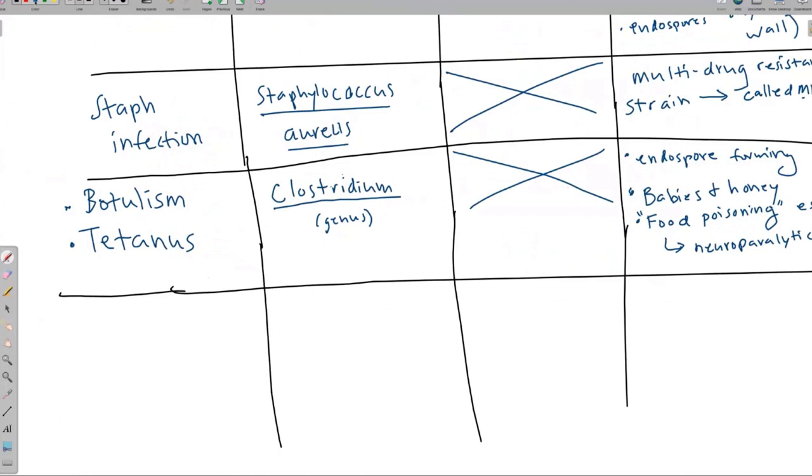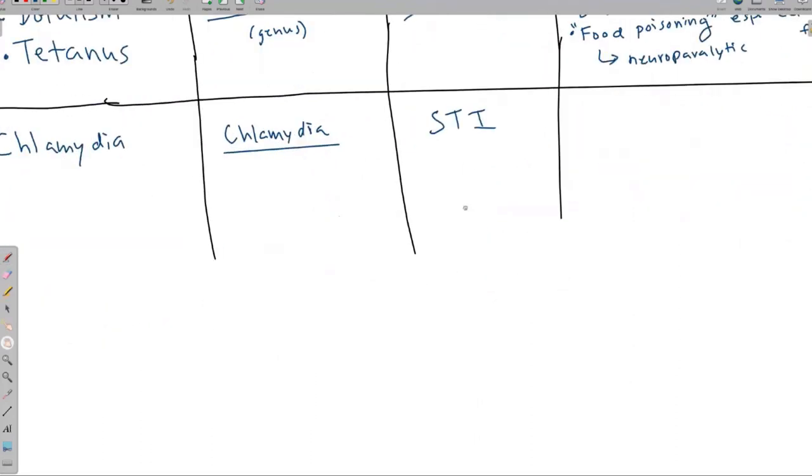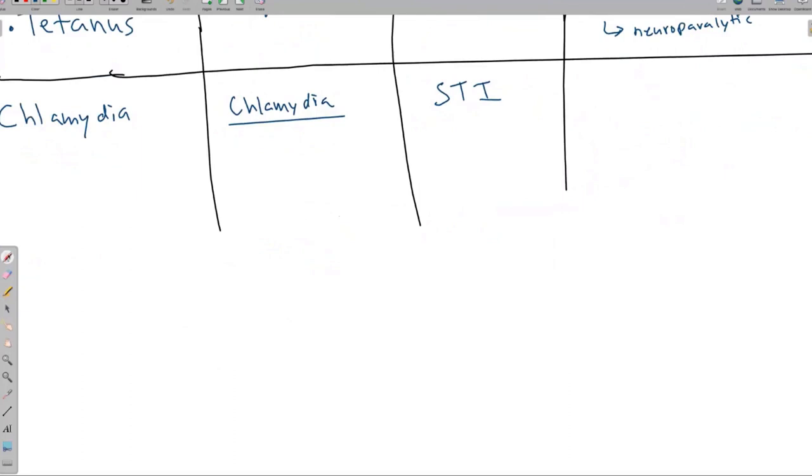Last specific one. Okay, chlamydia is the disease. The genus is also called chlamydia. And the large group, like the kingdom of bacteria, is also called chlamydia. It's a sexually transmitted infection. Get tested for it and get treated. That's important.